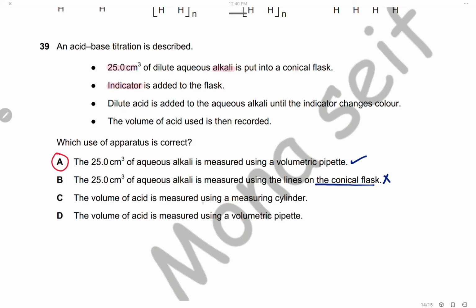The volume of the acid is measured using a measuring cylinder. This is incorrect. Of course, the acid is added from the burette, and the volume of the acid can be recorded from the final reading minus the initial reading. The volume of the acid is measured using a volumetric pipette. This is also wrong because the acid is not used from the pipette. The answer is A.